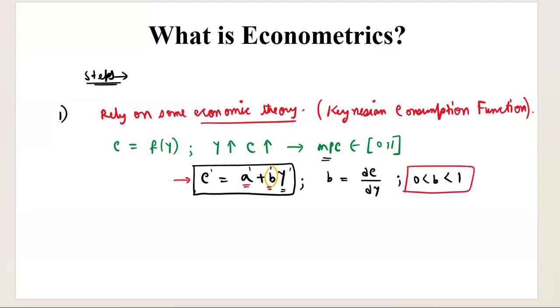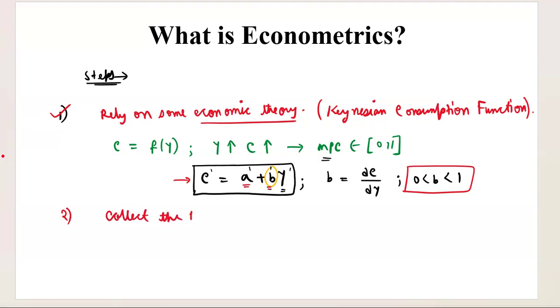So theoretically, this much is known to us, and this will constitute your first step in approaching the problem, where you want to find out the relationship between C and Y. Okay. Now let us go to the second step. What is the second step? The second step that econometricians will do is they collect the required data.